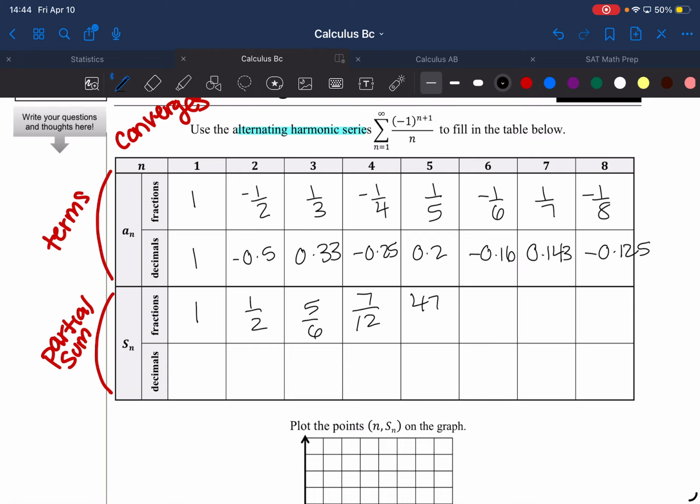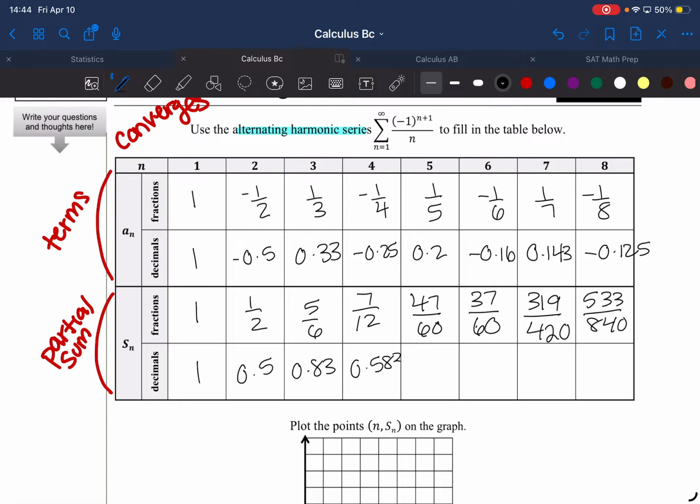Plus, if you were doing this by hand, it would probably take you a little while because you'd have to do lots of common denominators in order to add this together. And again, another reason why we convert it all to decimals. Okay, all these decimals have more decimals after it. I just rounded to 2 to 3 decimal points.